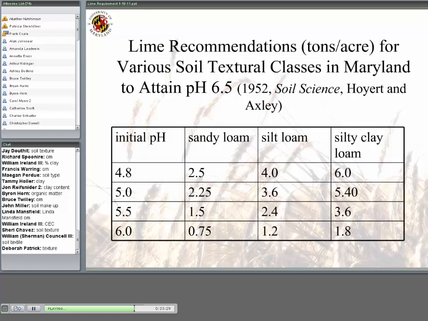And you can see that they looked at two things. They looked at, well, what's your initial pH, where you're starting? This would be the pH in the water. And what's your textural class? The table in their publication mentioned 3: sandy loam, silt loam, and silty clay loam. So again, if you wanted to lime to a pH of 6.5 and the pH of your soil was 5 and you were a silty clay loam, you in fact needed over 5 tons of lime, almost 5.5 tons of lime per acre to increase that pH to 6.5. Okay.